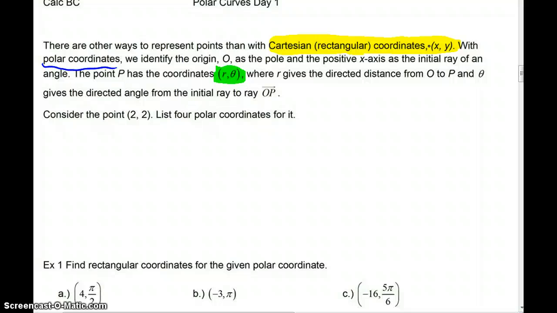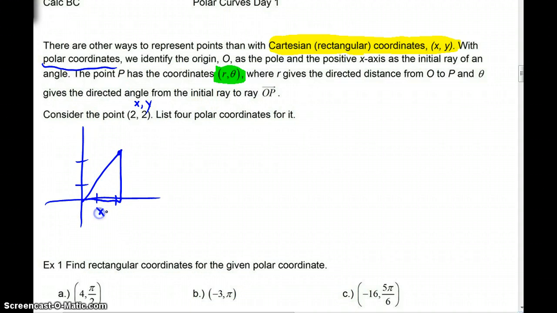So consider what we know to be the point (2, 2). This is your Cartesian or rectangular coordinate. We'll go 2 steps right, 2 steps up. And we, of course, could create a triangle. We could see x is equal to 2, y is equal to 2. Here, r is the distance from the pole, from the origin, to this point, P.